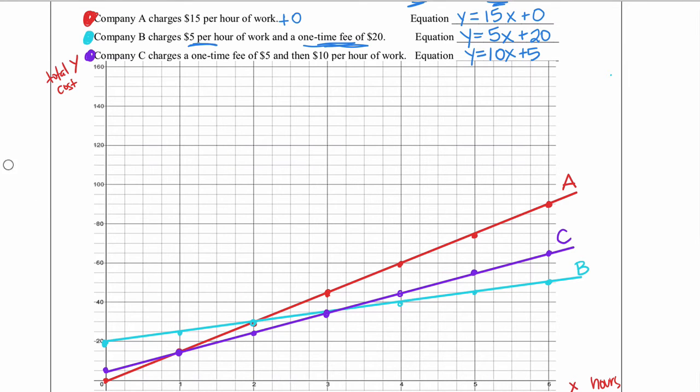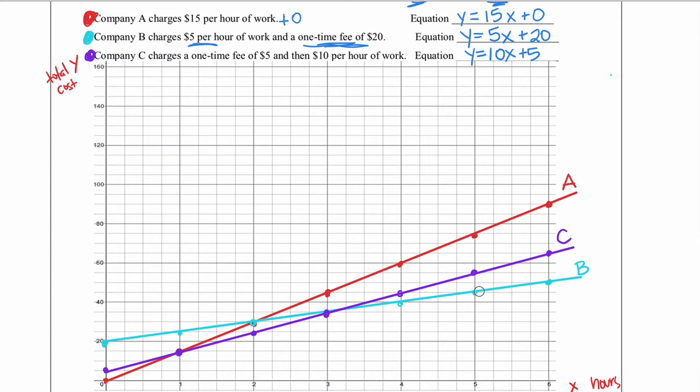So we're going to look at company C and company A cost the same amount at 1 hour. Company B and A cost the same amount at 2 hours. And company C and B cost the same amount at 3 hours. Now the best company to pick if you're doing 6 hours of work would be company B. It has the lowest cost.